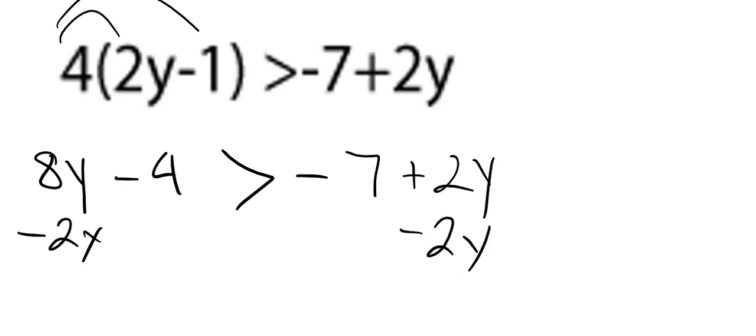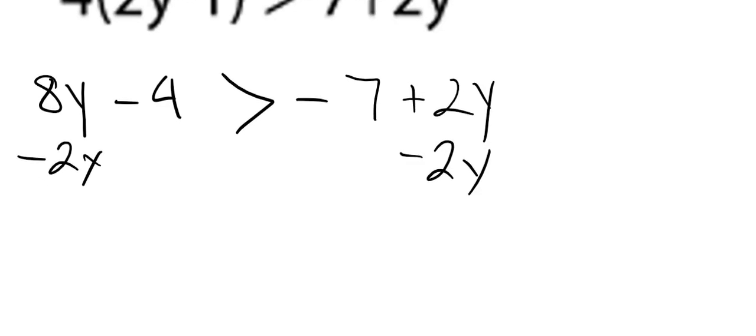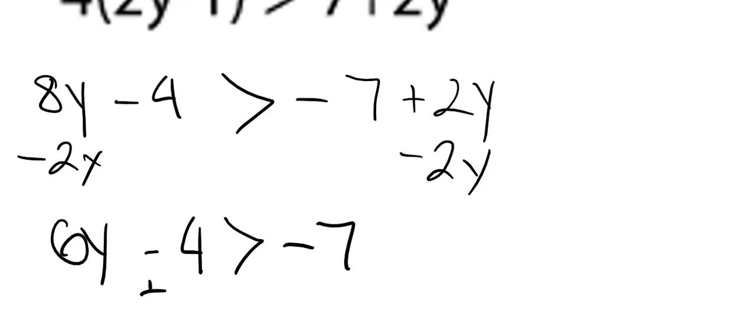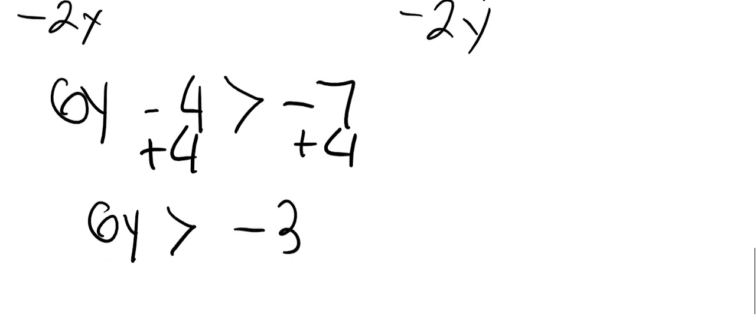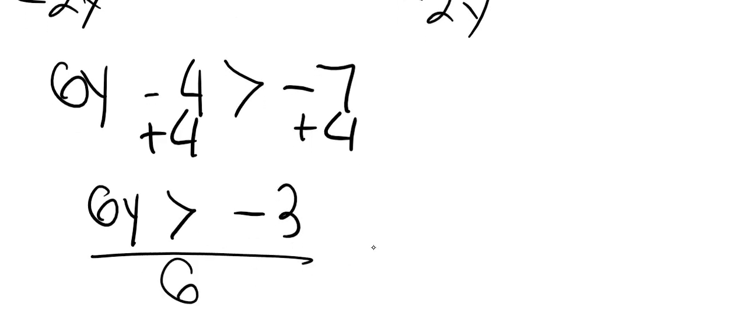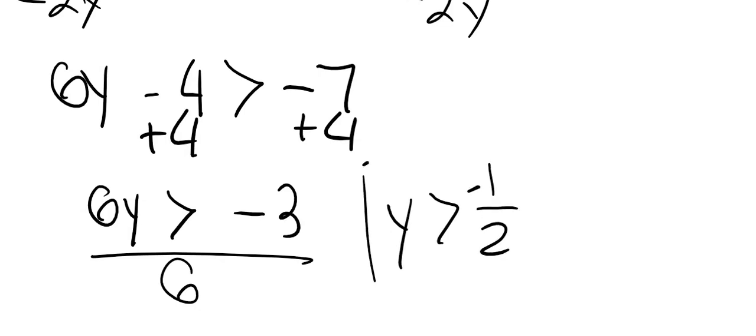There's multiple ways you can isolate a variable. So we have 6y minus 4 is greater than negative 7, plus 4 on both sides. 6y is greater than negative 3, right? Divided by 6, y is greater than negative 1/2.